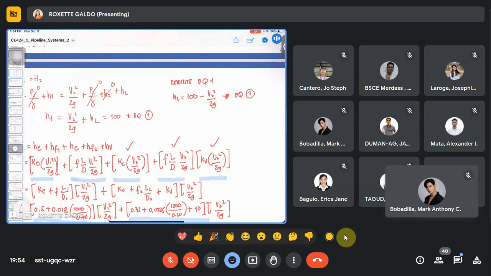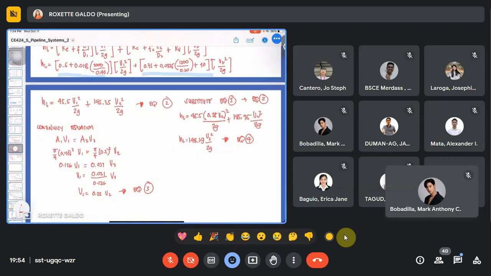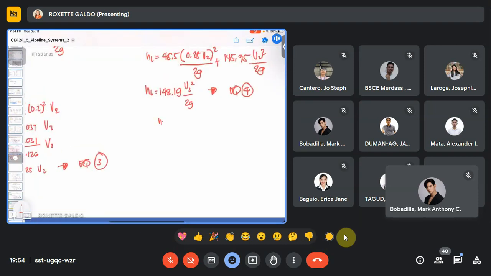So let us equate equation 1 and equation 4. Equation 1, HL is equal to V2 squared over 2G minus 100. This will become V2 squared over 2G minus 100 is equal to 148.14 V2 squared over 2G. Or you can also write this as 100 is equal to 148.14.